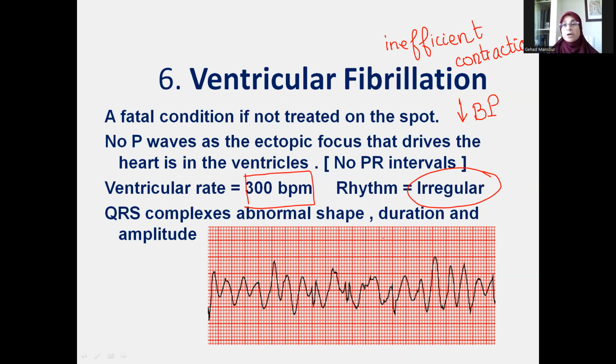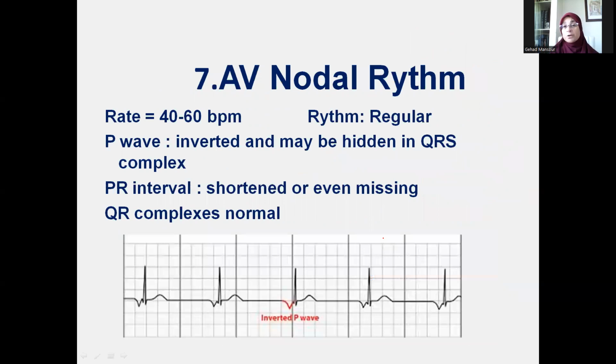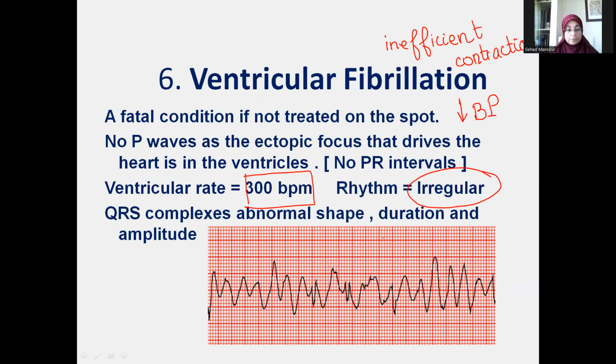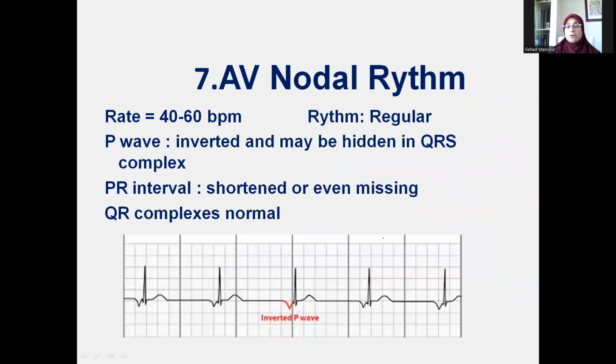There is inefficient contraction of the ventricular myocardium, and therefore there is hypotension and maybe collapse because of the hypotension and because blood, oxygen, and nutrients are not reaching the brain. Of course, if untreated, if the patient is not referred to an intensive care unit, then it would be lethal. Of course, this is the most fatal cardiac arrhythmia that human beings can suffer from. In the AV nodal rhythm, as its name indicates, the ectopic focus is in the AV node itself.